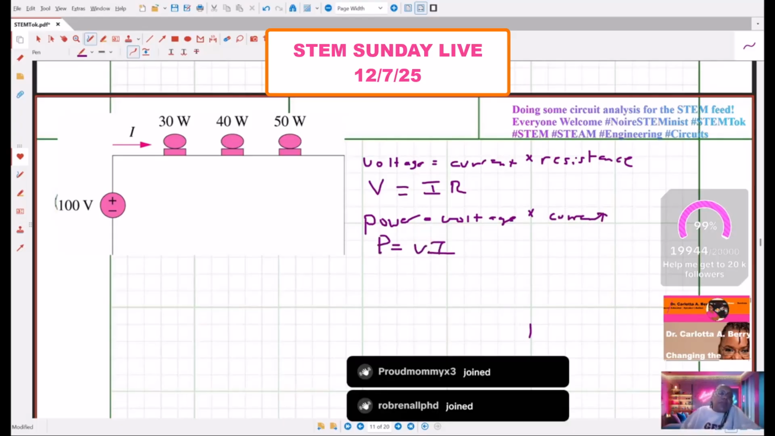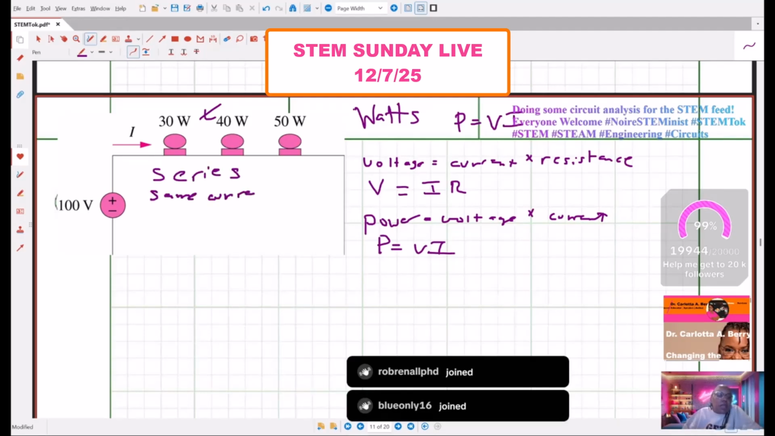So what I want you to see here is that on this problem, I'm giving power and voltage. When you see W, W stands for watts. Everybody has hopefully heard of watts when you have to pay your energy bill. So P equals V times I. All of these elements here are in series. That means they're head to tail, and they all have the same current.